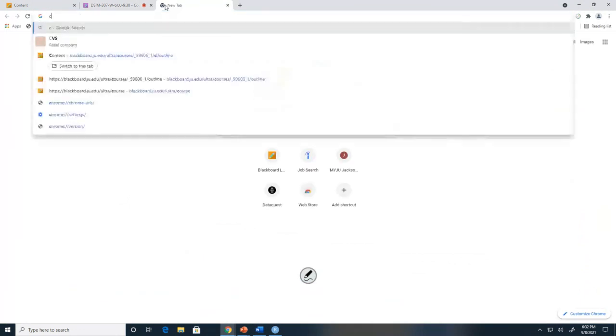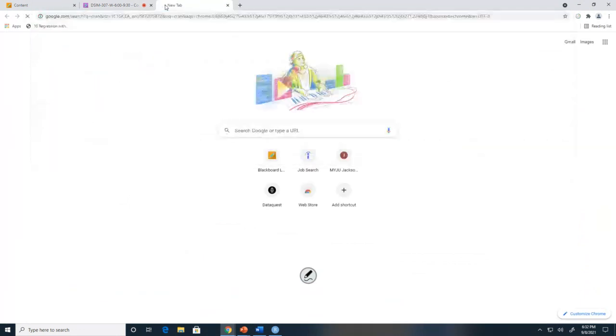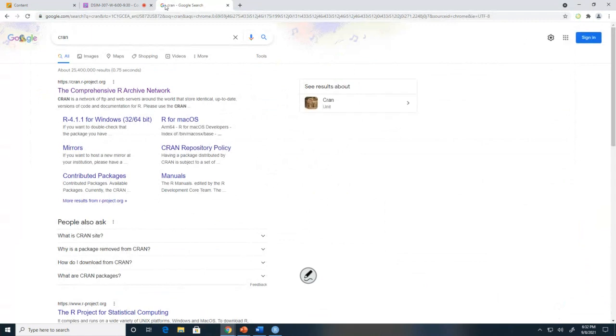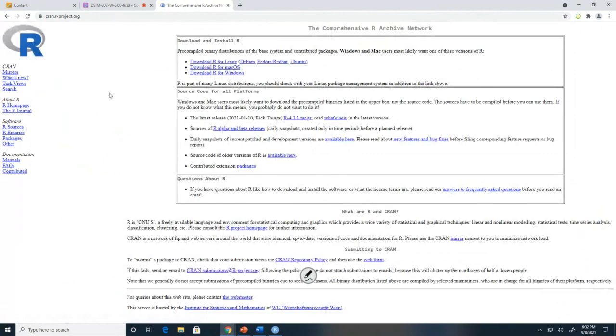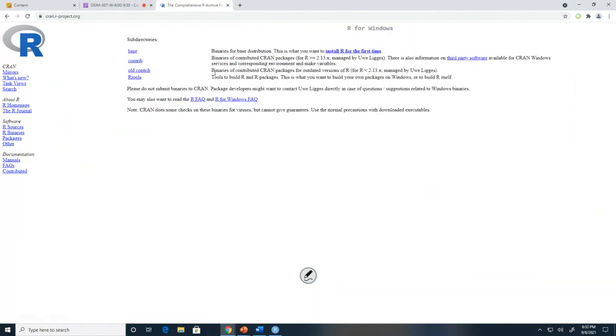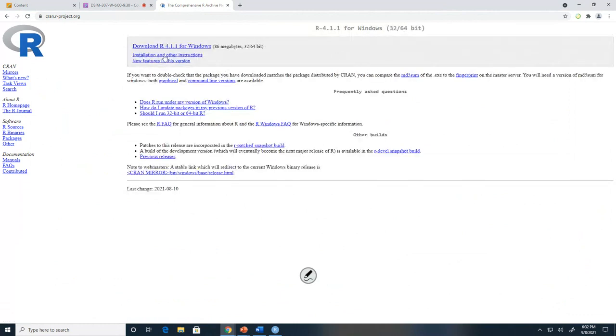So to do that, we're going to go to CRAN, the Comprehensive R Archive Network. And fortunately, you can put it on both Macs and Windows. I still recommend using Windows, so you go to download R for Windows and go to install R for the first time, and it'll bring you to the most recent, usable version of R.